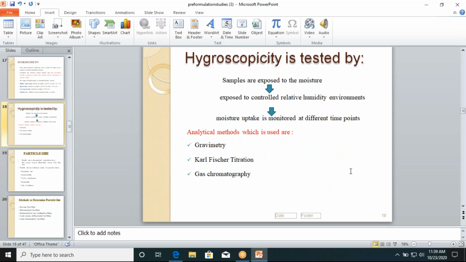So how will you determine the hygroscopicity? You take the sample and expose it to moisture at a controlled relative humidity environment, and then you weigh the sample, or determine the moisture uptake at different time points. The three main methods used for determining hygroscopicity are the gravimetric method, Karl Fischer titration method, and gas chromatographic method.